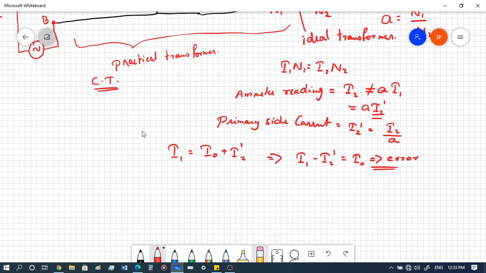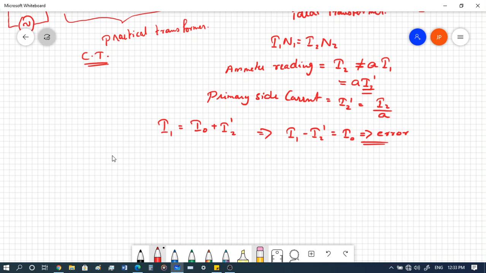Here the other factor you will have to consider is that there are two types of error in this case. One is a ratio error and the other is a phase error, because I0 has a particular phase. So let's look at the phasor diagram. We won't be going into the detailed phasor diagram; we'll be drawing a very rough phasor diagram for this circuit. So I0 we'll take in this direction, and I2 dash is roughly in this direction.